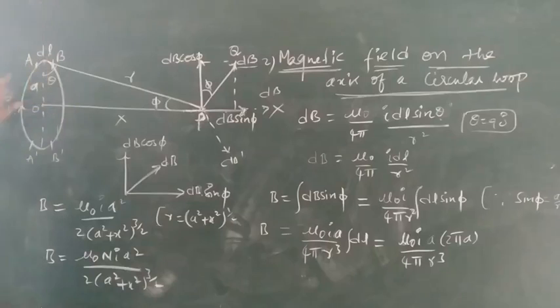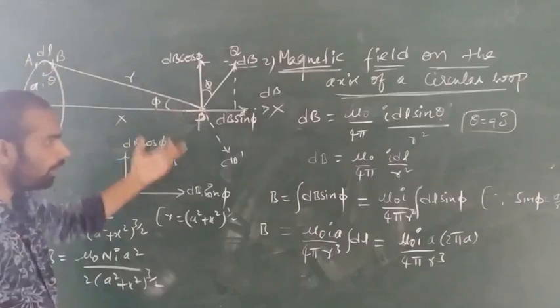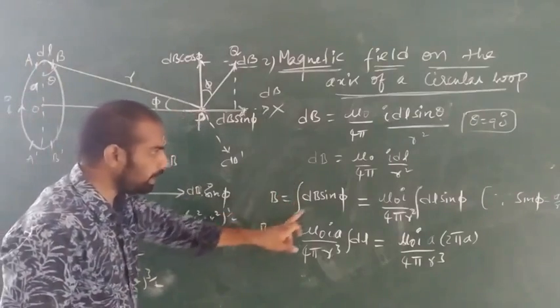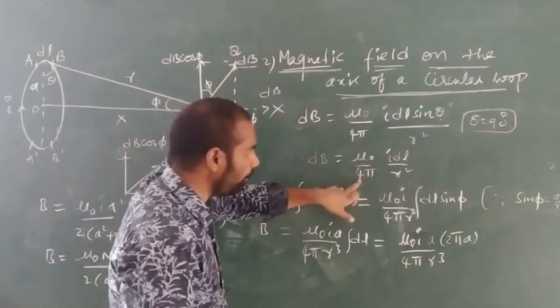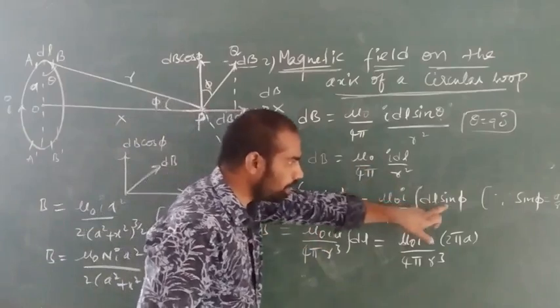But for the entire circular loop, what we have to do is add all the dl elements. Suppose we take another element A dash B dash, and like that all small elements are added where the current I is passing. Adding all the small elements, we get the entire circular loop. Due to the entire loop, the magnetic field at point P will be B equal to integration dB sin phi. We know dB is mu naught by 4 pi, I dl by r square, into sin phi.